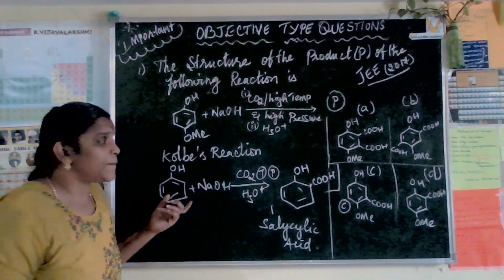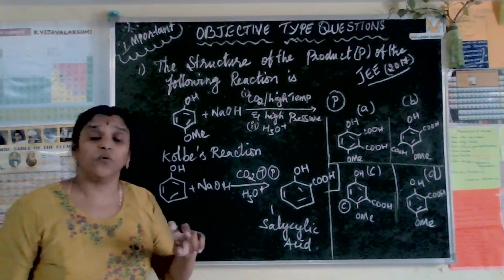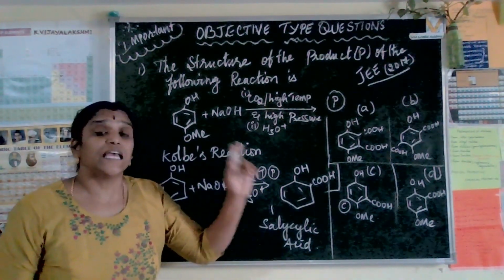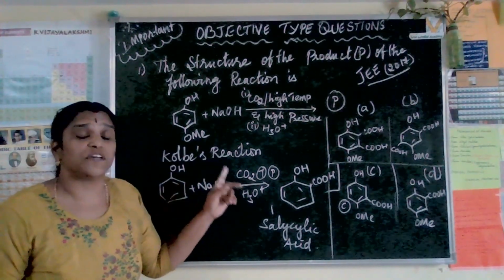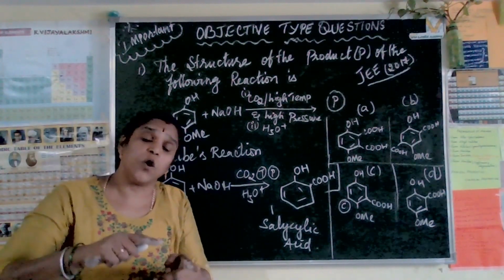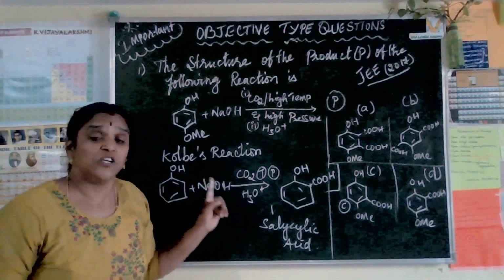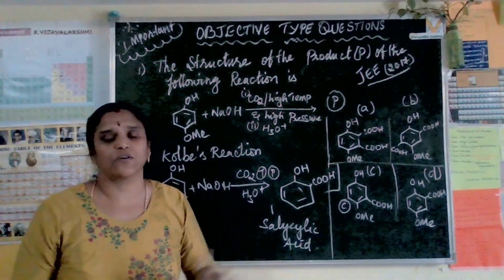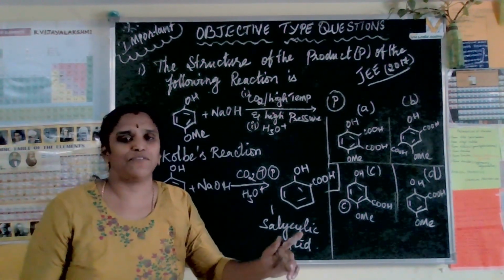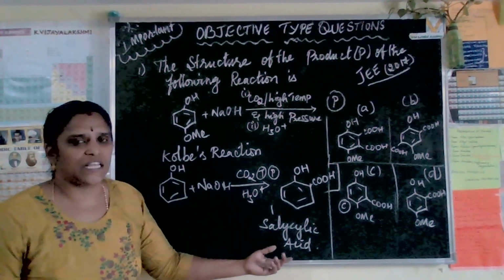Now, what is the complete idea about the reaction? Phenol reacts with sodium hydroxide and you get sodium phenoxide. Sodium phenoxide undergoes electrophilic substitution with carbon dioxide, which is a very weak electrophile. Sodium phenoxide is more reactive than phenol. Phenol cannot directly react with carbon dioxide, so only sodium phenoxide will react with it. So it undergoes this electrophilic substitution reaction and gives the product.